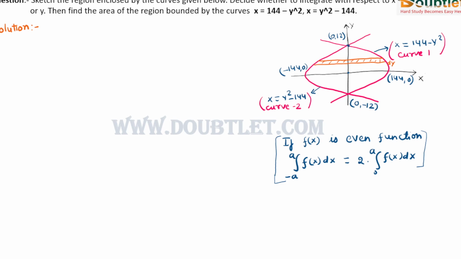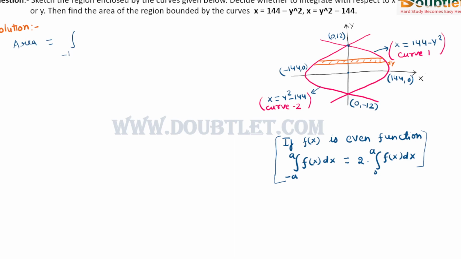area under these both parabolas, we will start to integrate with respect to y first. Then we have to assume a strip of width dy here. We can easily integrate this function with respect to y from minus 12 to 12. If we subtract the lower curve from the upper curve, then we can easily find the area under this curve. So here we will write first area.